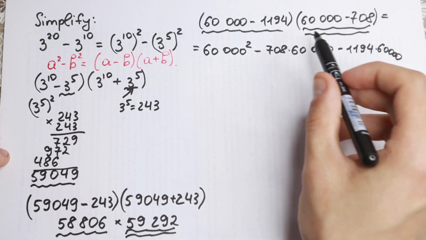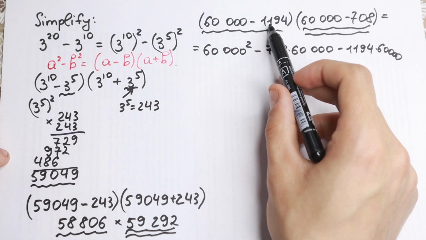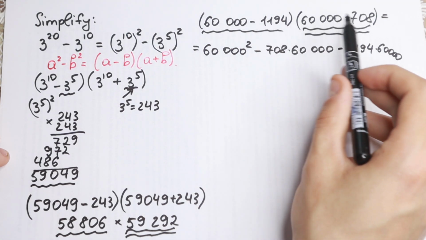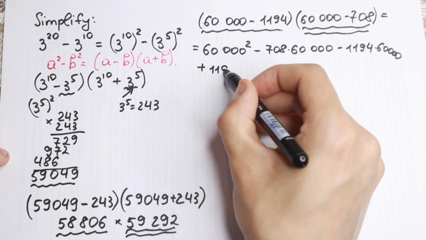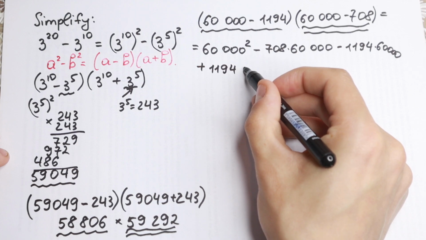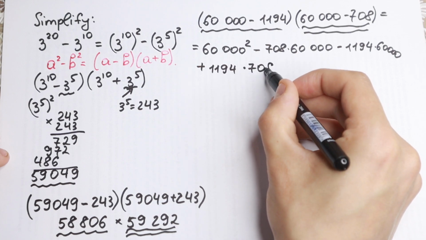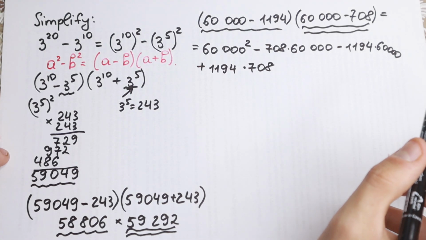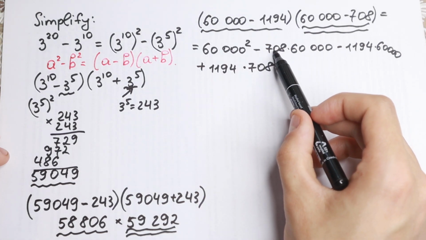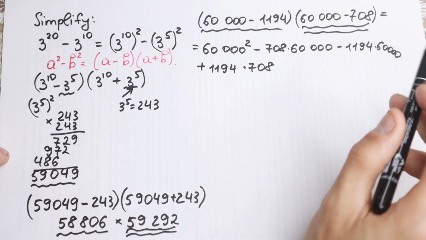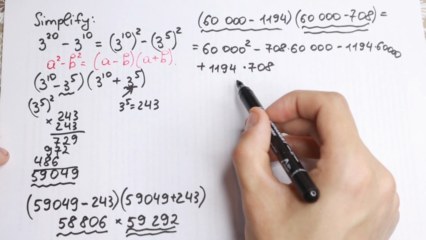And the last step, we need to multiply this element plus 1194 times this one. So plus 1194 and times 608. So this will be our answer. And take a look right now. This is easier to find. Right here we can easily subtract this one from this one, and we need to only multiply this answer.